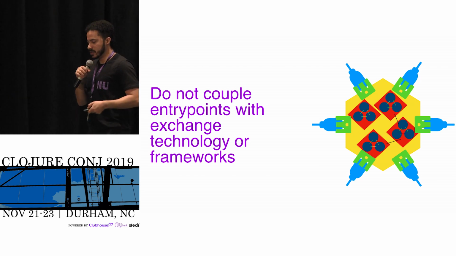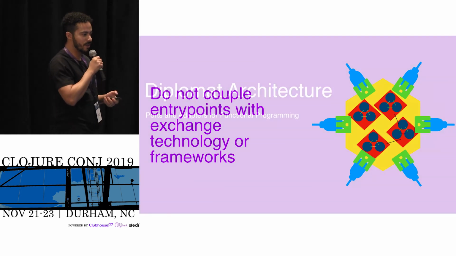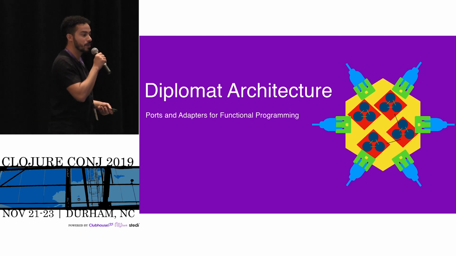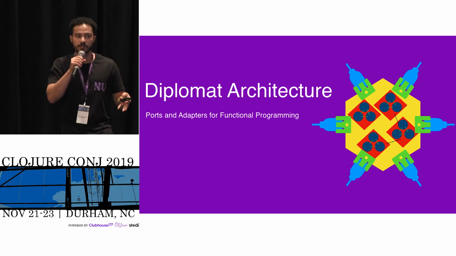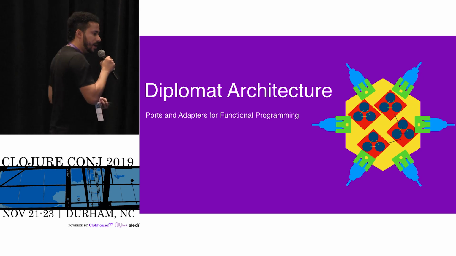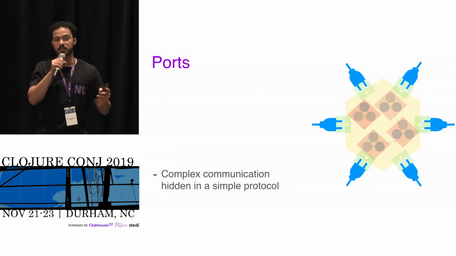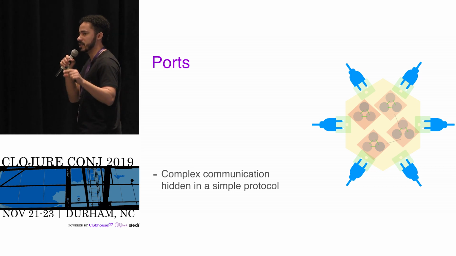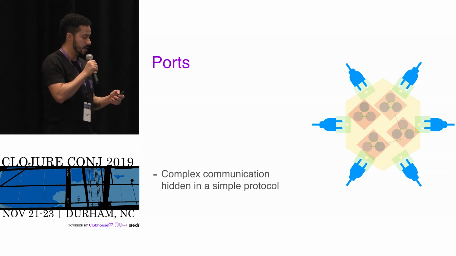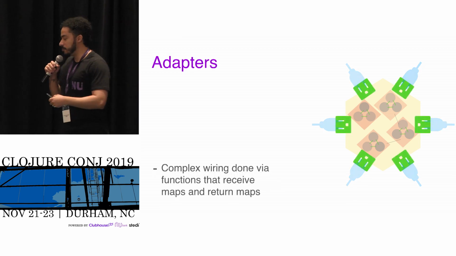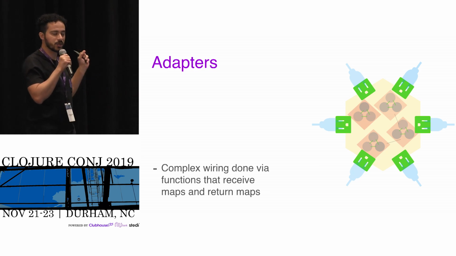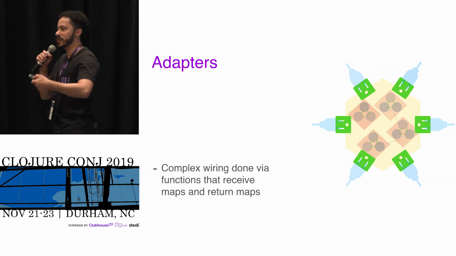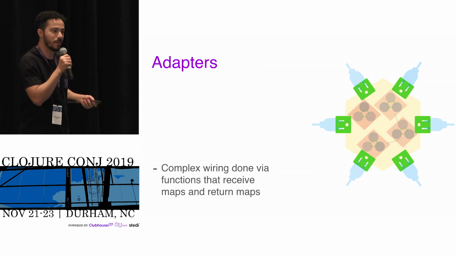And with all these ideas, we came up with something that we gave a name: diplomat architecture. That's basically ports and adapters for functional programming that we had at Nubank. All the services at Nubank follow this architecture internally. And in each layer, we have one complexity only. So ports deal with the communication complexity, and they hide it in a simple protocol that everybody can use and understand. The adapters deal with the complexity of wiring the actual communication to the function calls, and they do that with functions that receive maps and return maps, so it's easier to reason about.